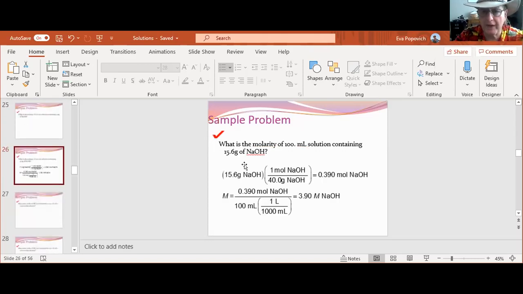I do that math out. I divide by the 40, I get 0.390 moles of sodium hydroxide. I divide that by 0.1. I end up with a concentration of 3.90 molar solution. We good, guys?